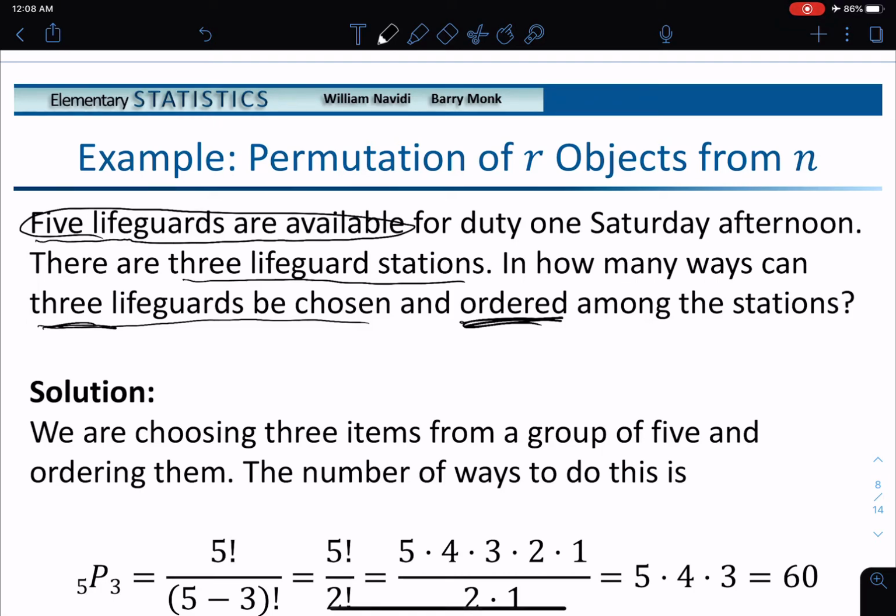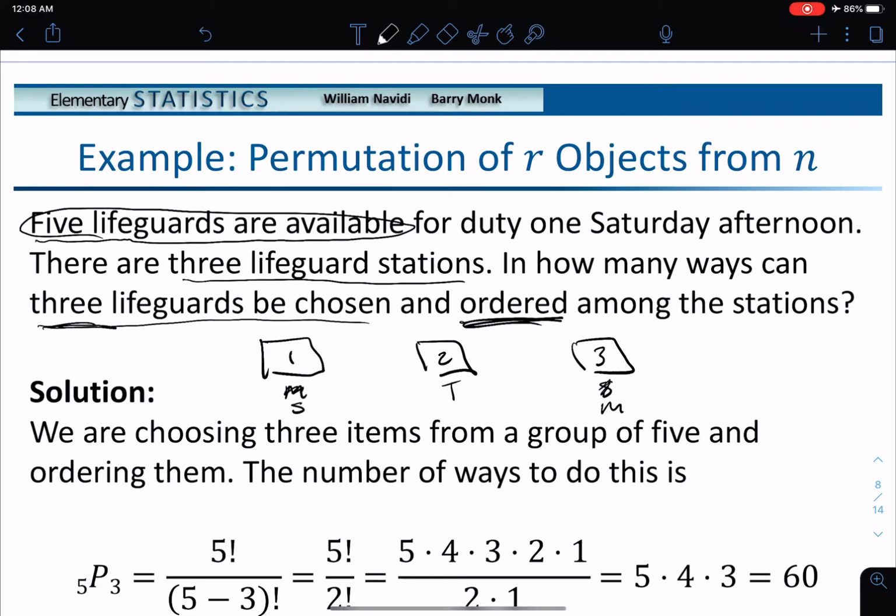Okay, so I guess the question here is, if you had station 1, 2, and 3, and let's say we had Mike, Tom, and Steve. I don't know where you get these names from. So Mike, Tom, and Steve. Would you say it's different? So you got Mike at station 1, Tom at station 2, Steve at station 3. Now I'm just going to switch Steve and Mike. I'm going to put Mike here. I'm going to put Steve there.